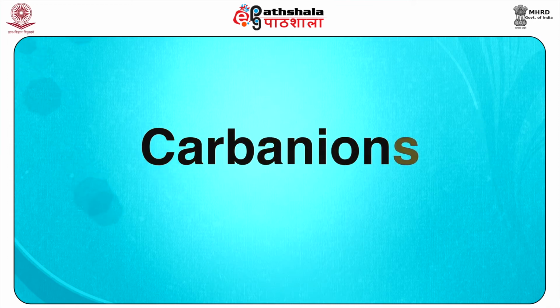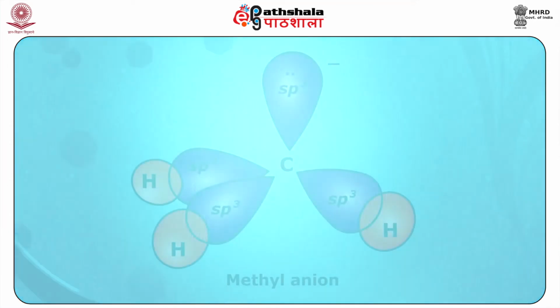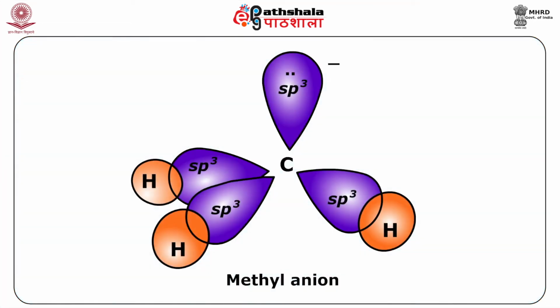Now, let us move our focus to carbanions. A carbanion has a trivalent carbon that bears a negative charge, is sp3 hybridized, tetrahedral, has one lone pair and is electron rich. By definition, every carbanion possesses an unshared pair of electrons and is formally a base.